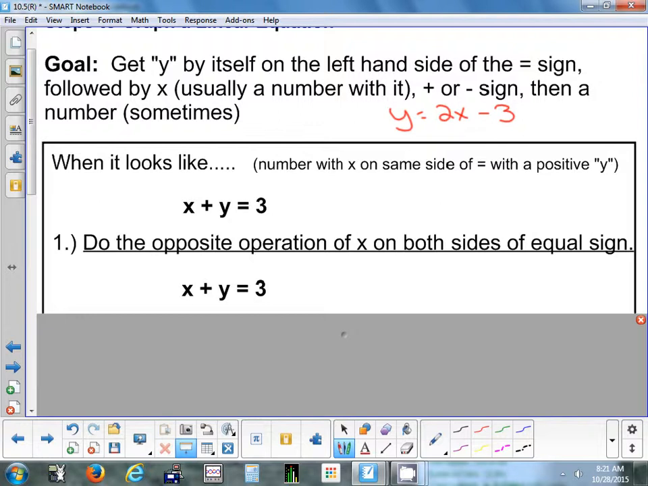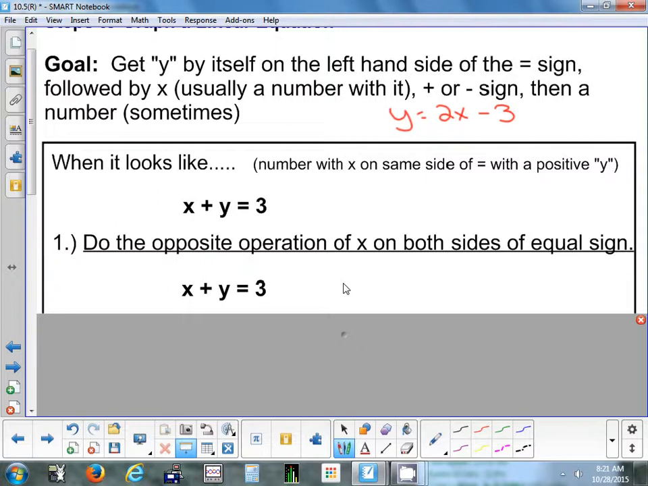Victor, what kind of x do I have? Positive. Positive x, right? There's no sign to the left of it, so like we talked about since the beginning of the year, it's just the way it is. We assume that it's positive. So what am I going to do, Victor? Do you have to subtract? I'm going to subtract x.